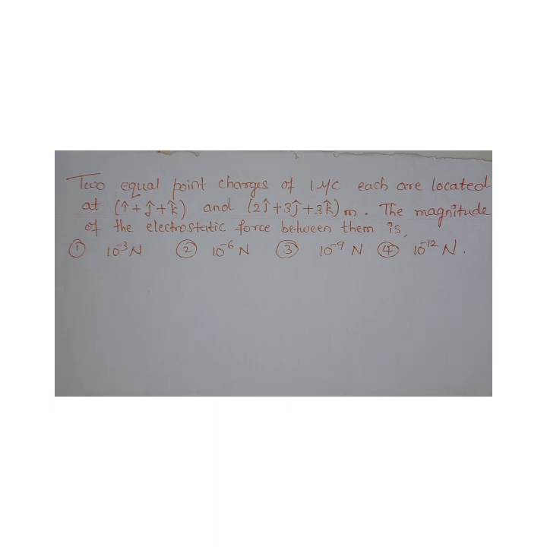So the next CET question I have brought. Two equal point charges of 1 microcoulomb each are located at i cap plus j cap plus k cap and 2 i cap plus 3 j cap plus 3 k cap meter. The magnitude of the electrostatic force between them is. So the options are given over here.